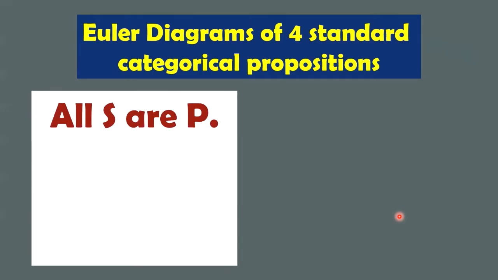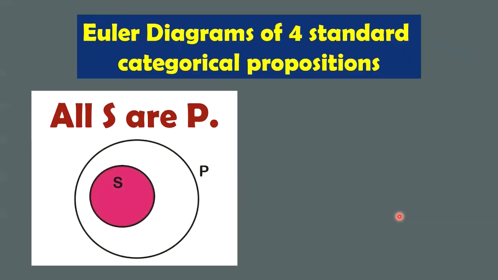First categorical proposition, all S are P. Okay, so the two categories are S and P. Examples, all birds can fly. Okay, all students are good. So if you have this form, your Euler diagram looks like this.